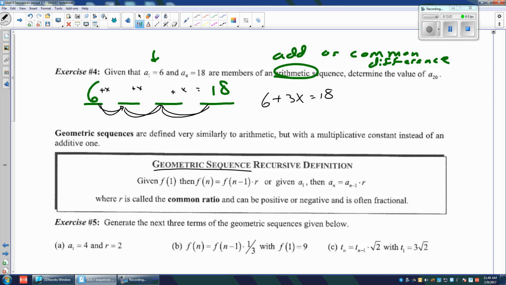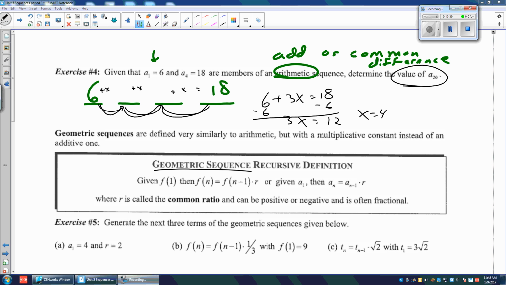How about that? We just fell into an equation by thinking. 3x is 12. Divide by 3. x is 4. Determine the value of the 20th term.